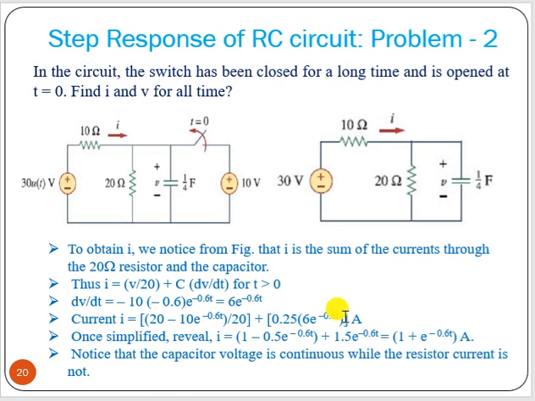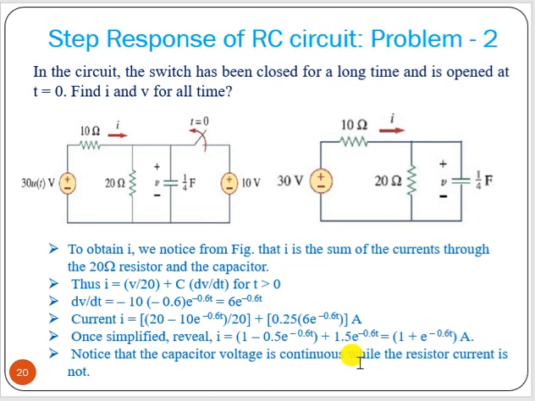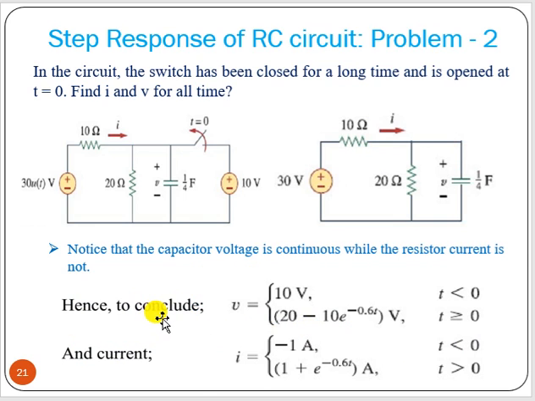Now notice what we can see here: the capacitor voltage is continuous while the resistor current is not. What happened to the capacitor? The capacitor voltage is 10 volt, then it goes increasing, okay, but the current I through the resistor is 1 amp, and then it becomes 1 plus, it will be minus 0.60. Okay, so this is the conclusion.